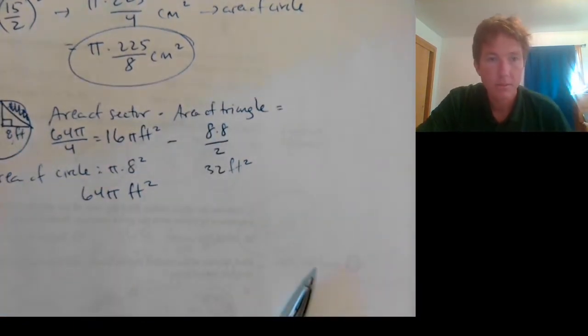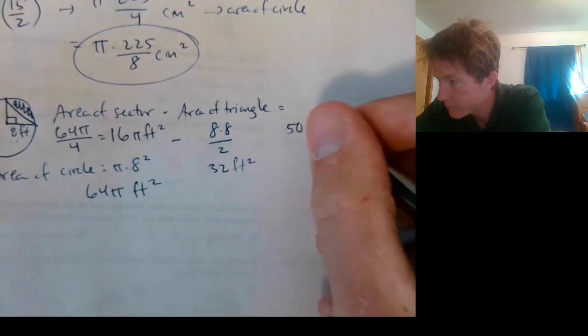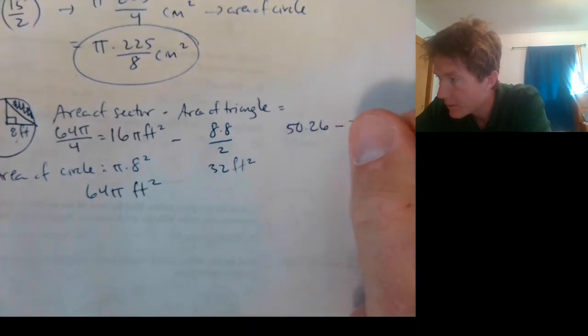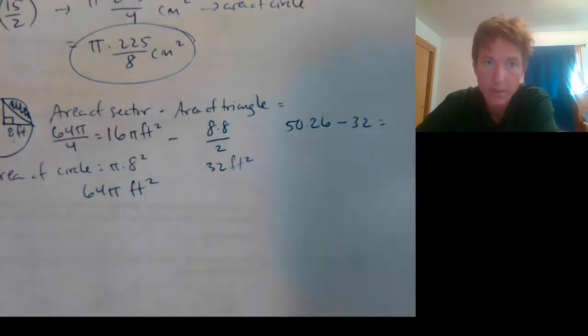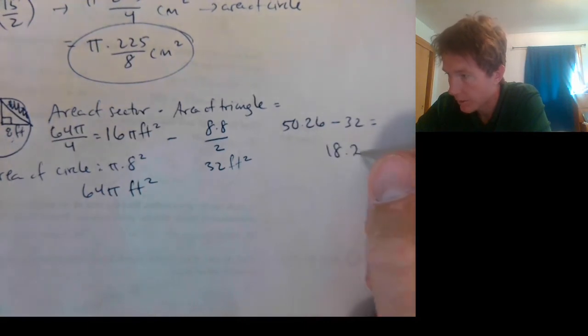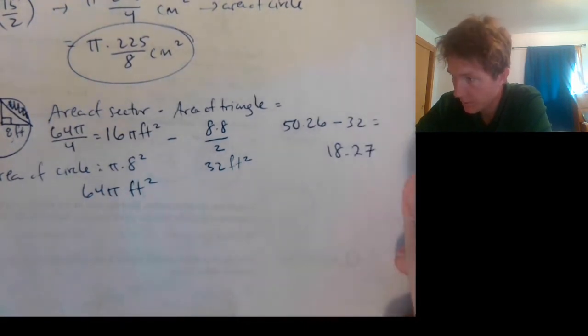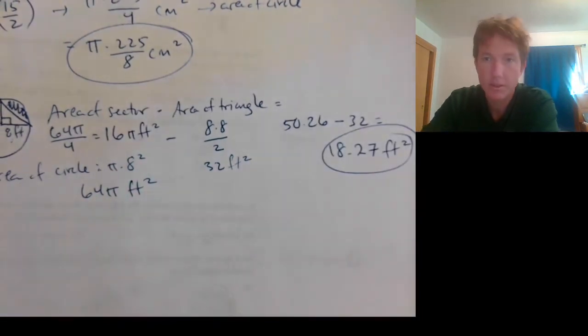I need to multiply 16 by pi. 16 times pi. That's 50.26 minus 32. 18.27 feet squared is the area of your little segment there.